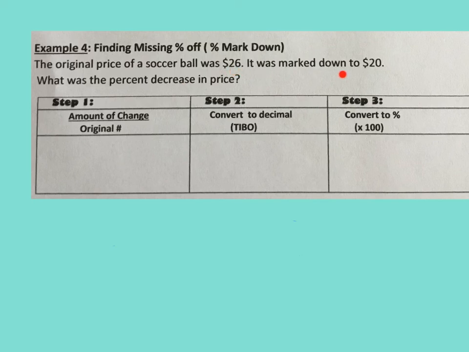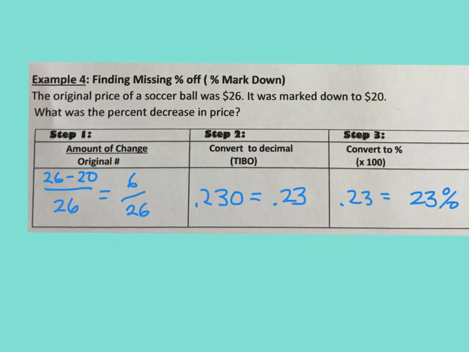So if we could find the difference in those two prices and put it over the original price of the soccer ball, we could find the percent that it was marked down, because when it's on sale, the price goes down. So let's see if we can fill in our chart or our formula. And why don't you pause the video and see if you can do this. All right, let's see if you got what I did.